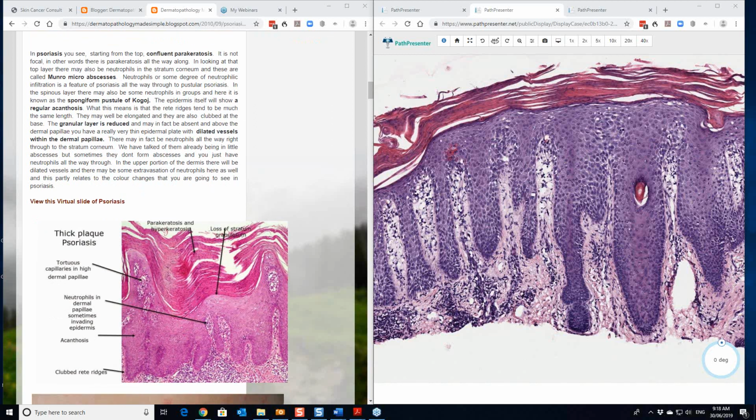The number of neutrophils that you see depends on the type of psoriasis. Obviously, psoriasis goes all the way from a red scaly disease right to a pustular disease. And when you have pustular psoriasis, you've got massive collections of neutrophils under the stratum corneum. And we'll show you that a little bit later.